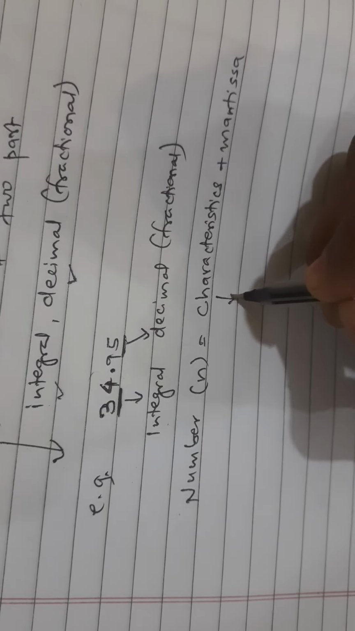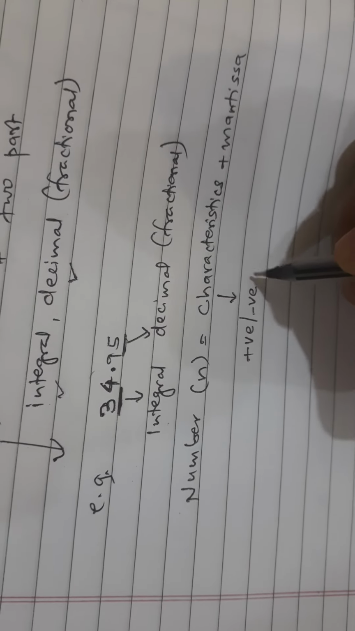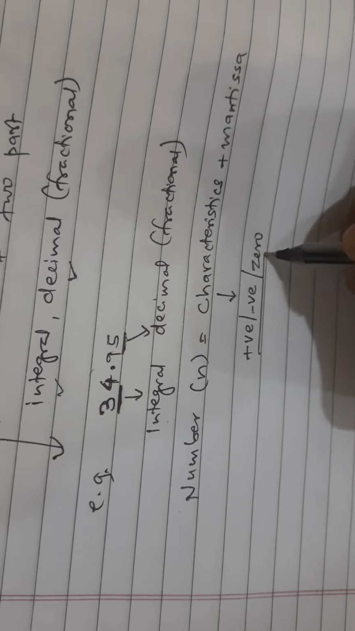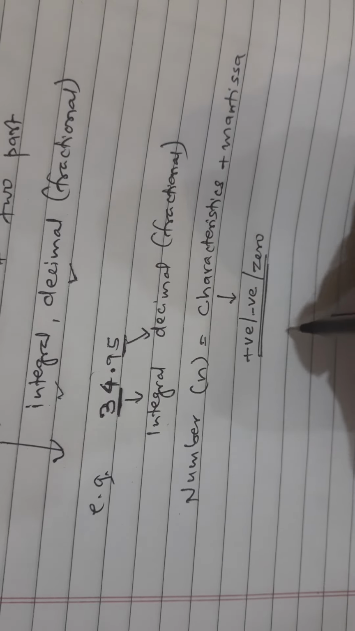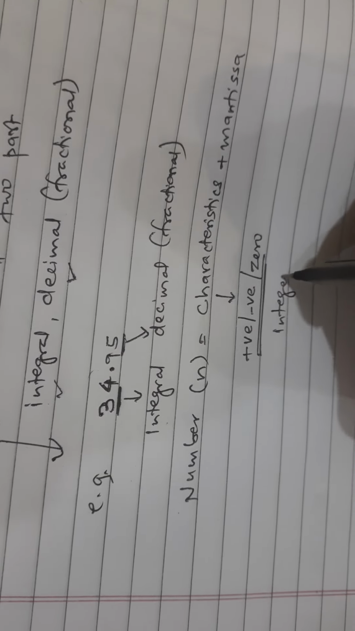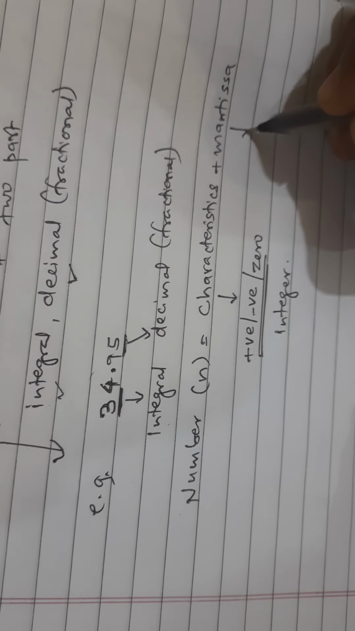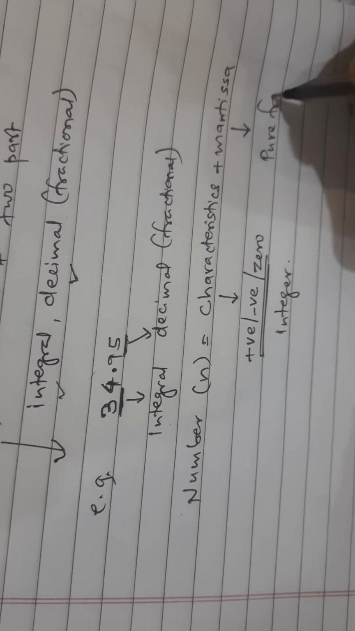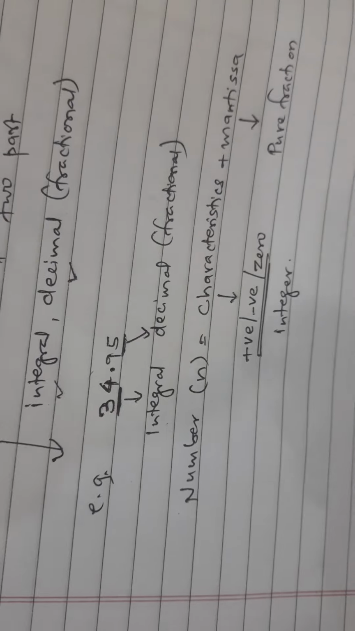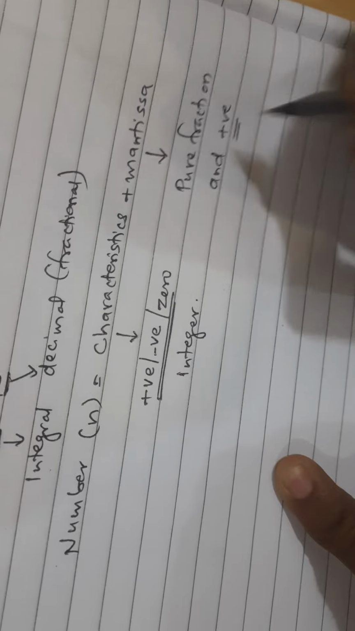The characteristic may be positive, negative, or 0, and it is nothing but an integer. The mantissa is a pure fractional number, a pure fraction, and it is always positive.